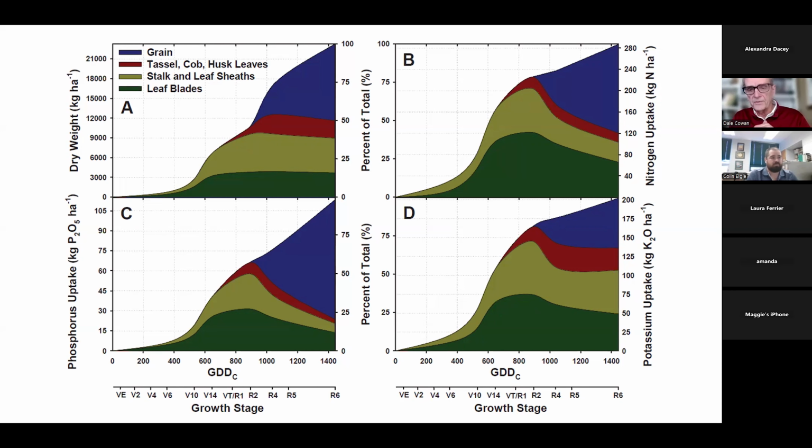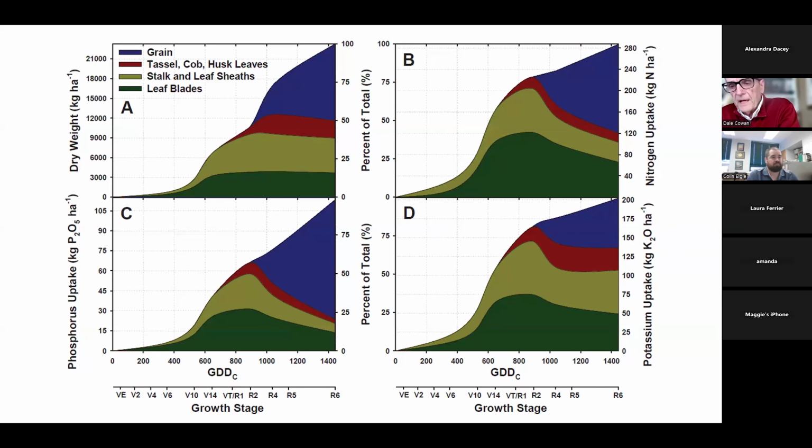You'll see nitrogen pretty much mirrors the potassium below. You've got a small uptake at the beginning, and then this huge uptake during the rapid vegetative growth phase, same as on potassium. And you'll notice that there's a good chunk of the nitrogen in that blue that partitions to the grain to make the protein.